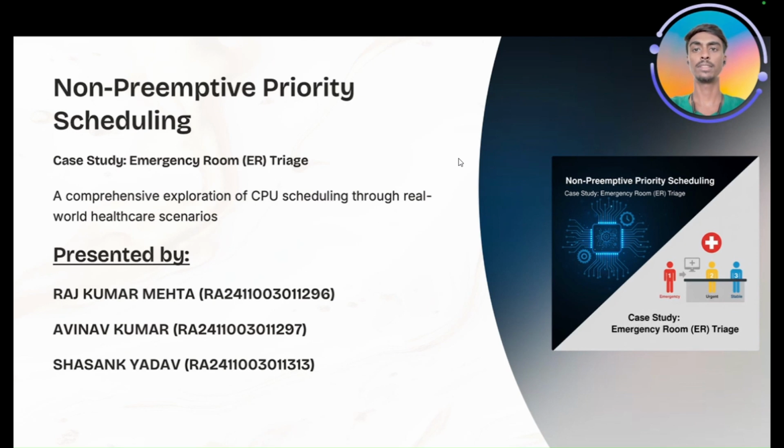Myself, Rajkumar Mehta. Today, I will be presenting on non-preemptive priority scheduling with a real-life case study based on an emergency room triage scenario. This topic explores how CPU scheduling in operating systems can be compared to real-life healthcare situations. Just like doctors must decide which patient to treat first in an emergency, the CPU decides which process to execute based on priority.